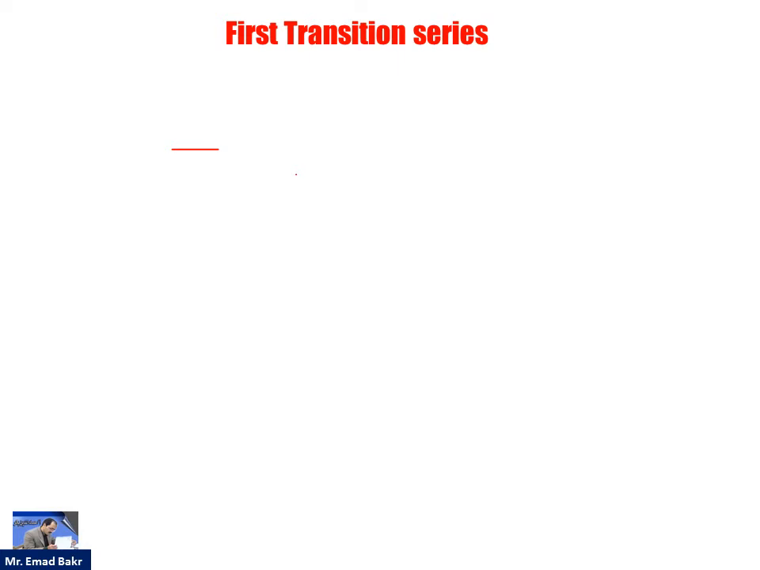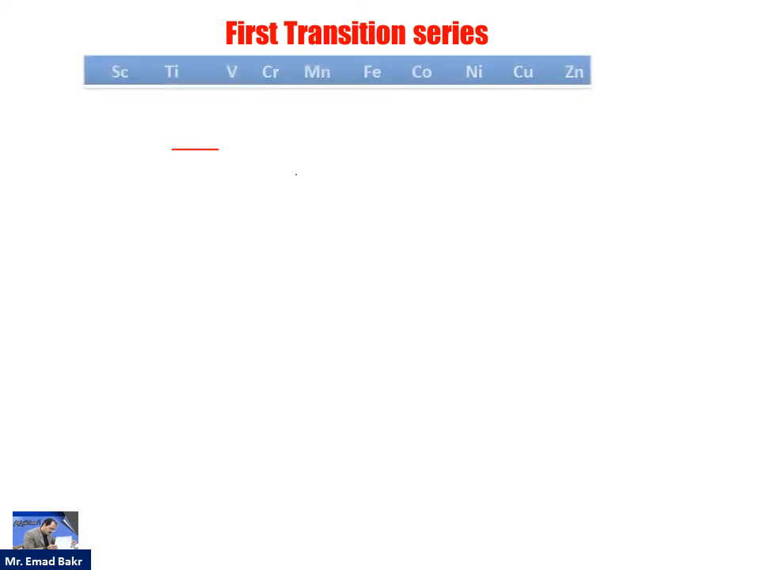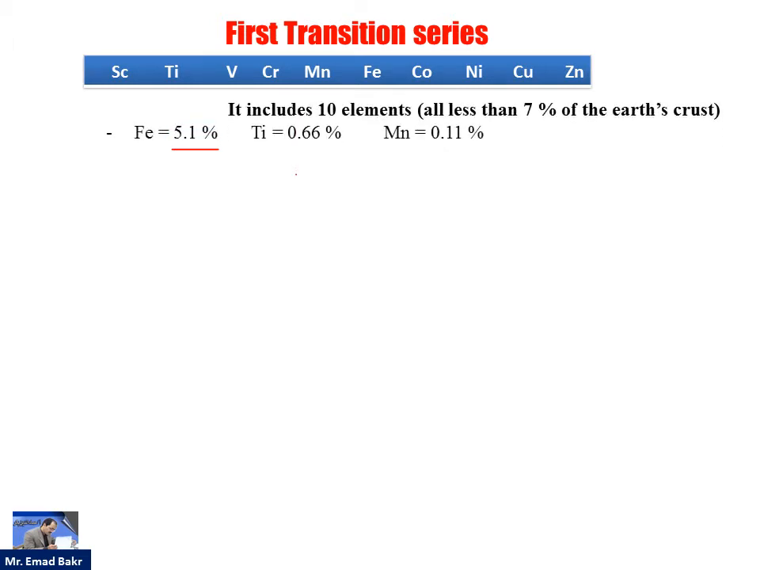Now we are going to study the first transition series in detail. First transition series are scandium, titanium, vanadium, chromium, manganese, iron, cobalt, nickel, copper, zinc. The first transition series includes 10 elements, all less than 7% of the Earth's crust. Example, iron is the most abundant, 5.1%, titanium 0.66%.